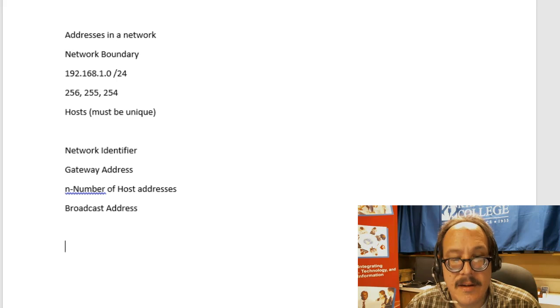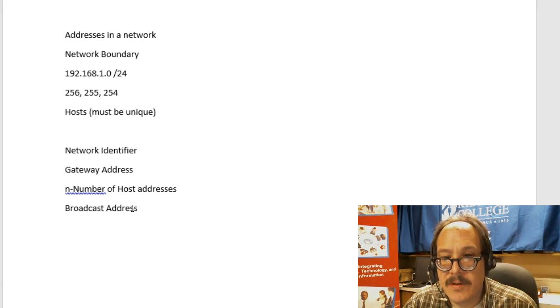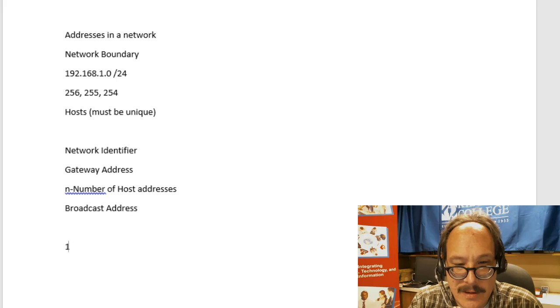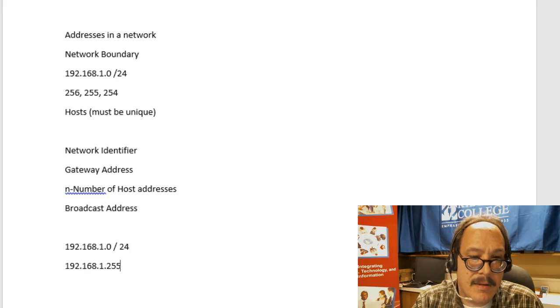The broadcast address does not always have to end in 255. It will not always be 255. It is the last address in the network defined by the network boundary. So I do this because it's simple. This is my network boundary. This is my broadcast. It is the last possible IP address in the network.